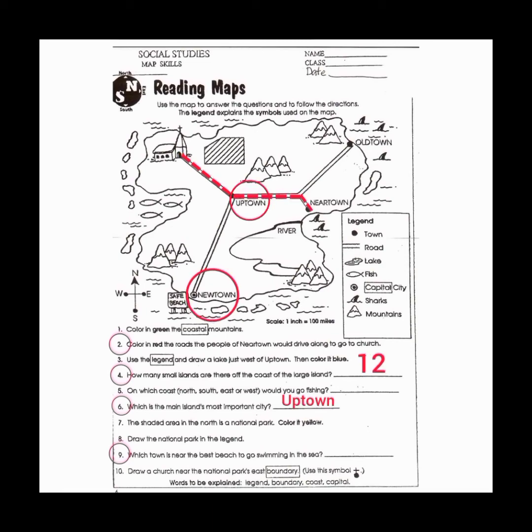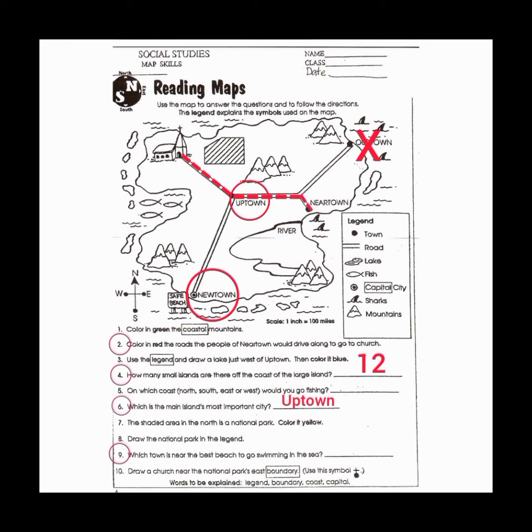Question 9 says, which town is near the best beach to go swimming in the sea? Since this is an island, you seem to have a lot of choice of beaches to go to. But if you look at the legend, you can see there's something like a fin that says sharks. So obviously they have quite a bit of sharks on this island, or around this island, I should say. If you're going to go swimming, you really don't want to be going to a beach where they have sharks. So Old Town, in that case, would be out because you can see they have sharks there.